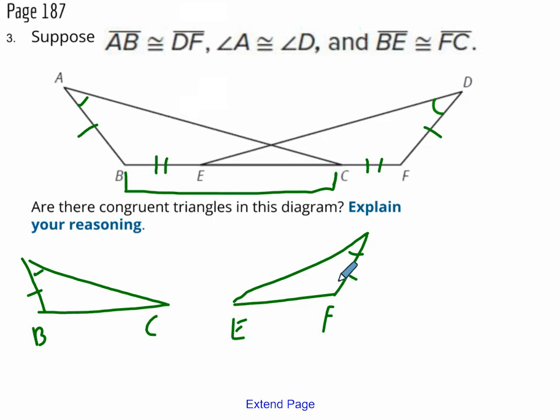Well, they can be. Let's put some numbers in here for fun. If this is 10 and this is 4, we know this is 4. Well, then 10 plus 4 is the same as this 10 plus 4. So I can say BC equals EF because of segment addition.